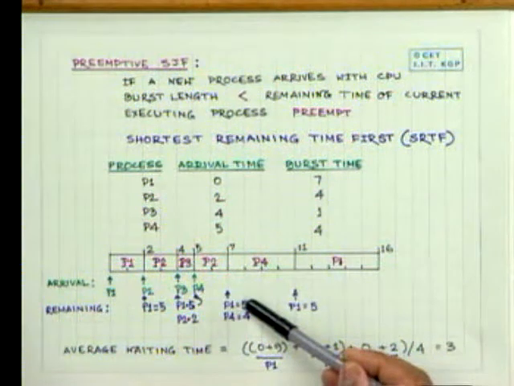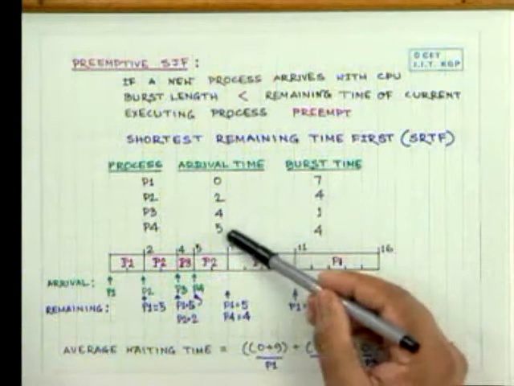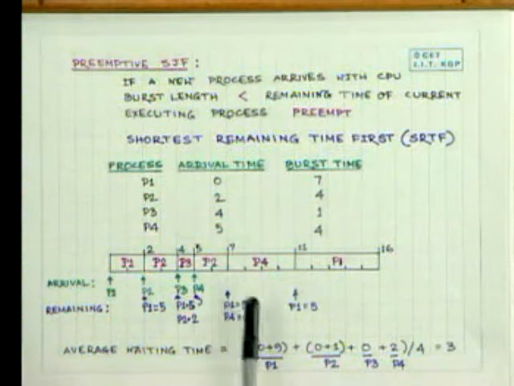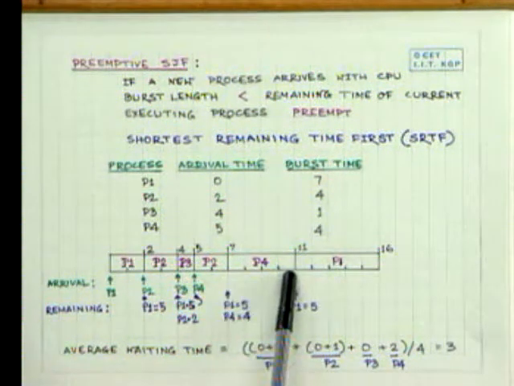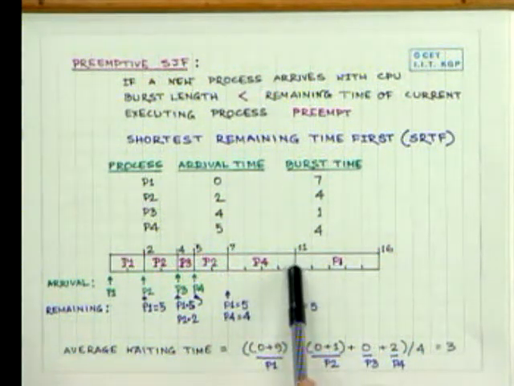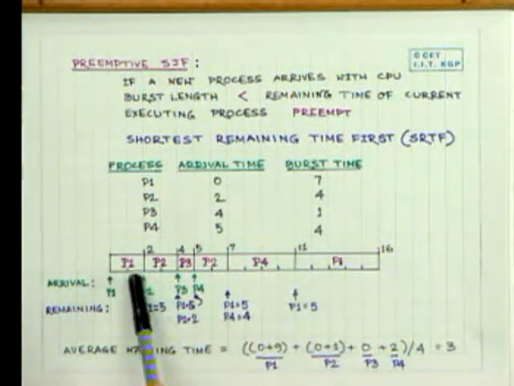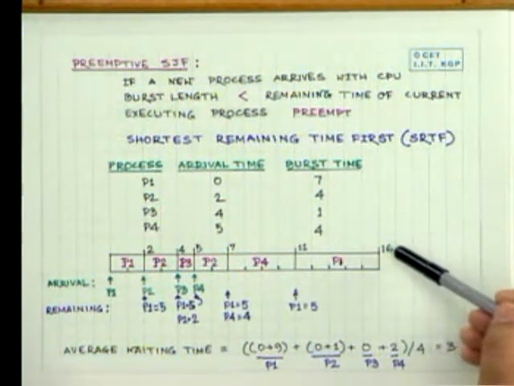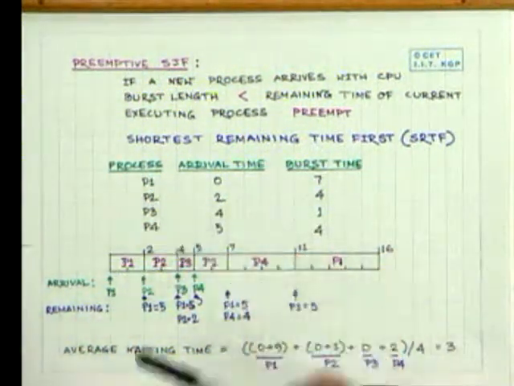Here we have P1 with 5, and at this instant P4 has come with a burst time of 4. Therefore, when P2 has completed, we have the remaining time for P1 as 5 and P4 as 4. Therefore, P4 is scheduled here, and after P4 is completed, P1 is scheduled here. This way, the jobs P1, P2, P3, P4 complete within 16 milliseconds, which is the total time needed for P1, P2, P3, and P4.